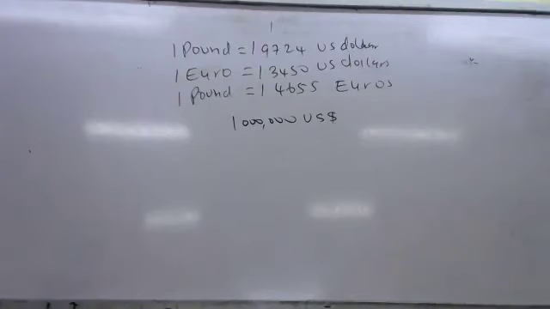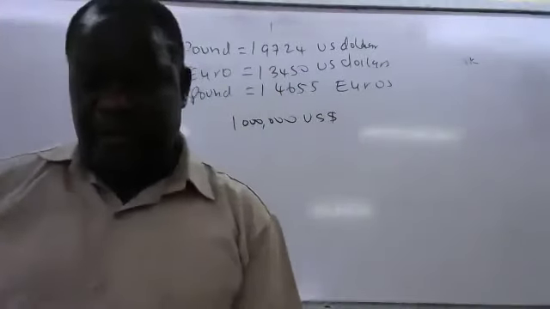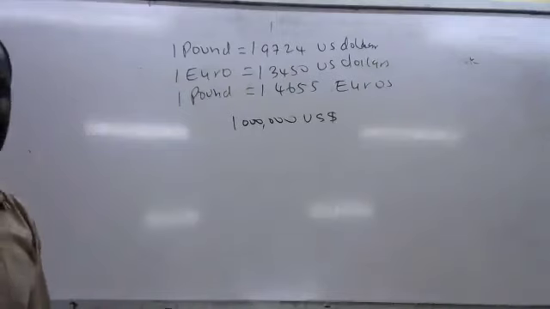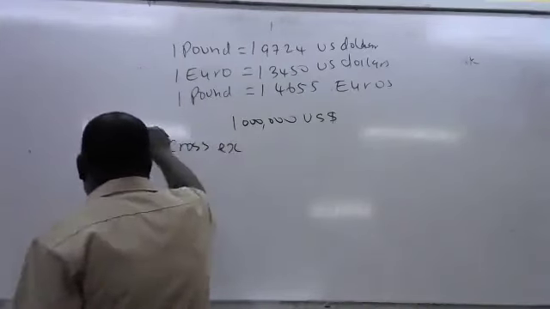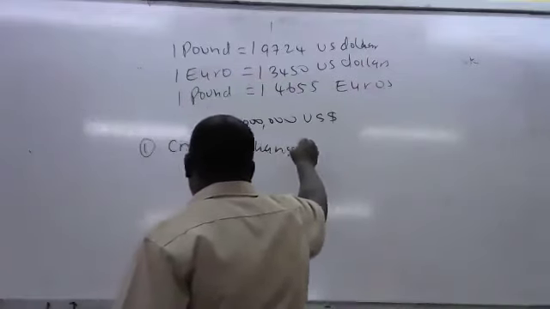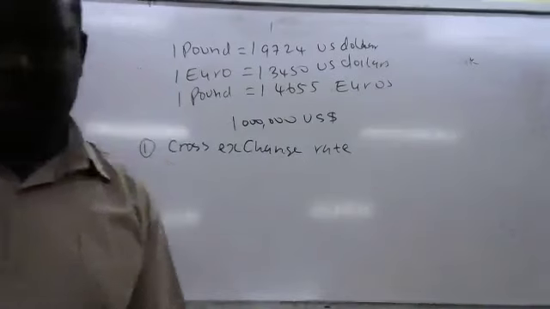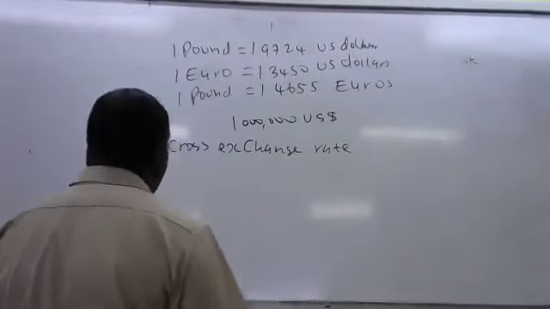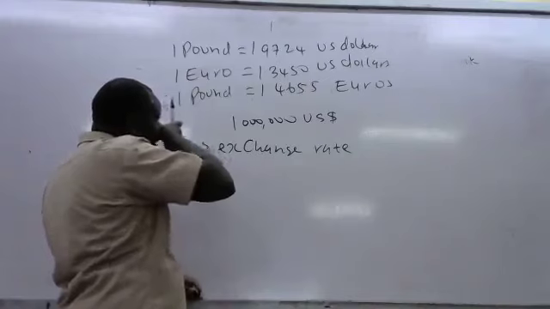You can see that the amount is in US dollars, so it can be converted into the pound or the euro. The first step, we need to come up with the cross exchange rate. Because all of them will be in terms of the dollars, you have to know how it will turn out to be.